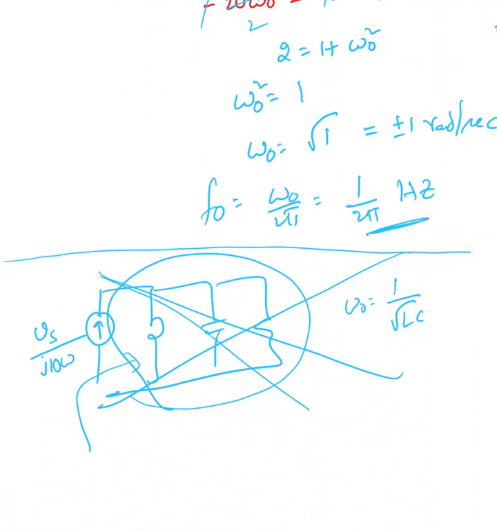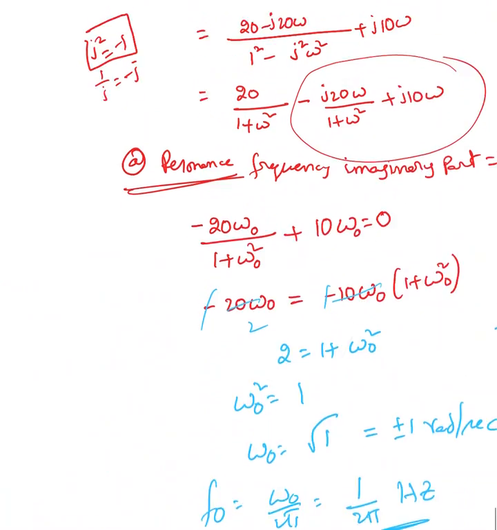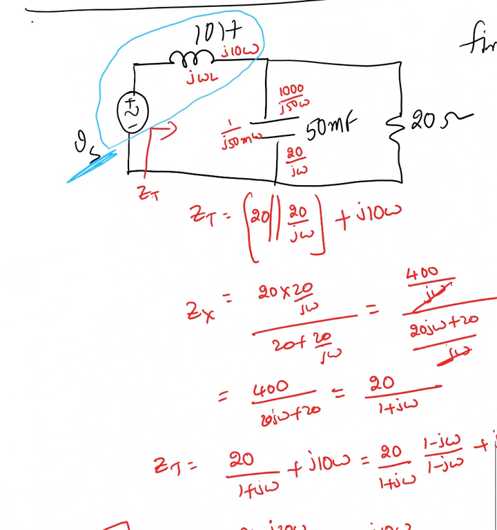So don't do this. All you need to do is find the total impedance by looking at the circuit from the source point of view, and then find the imaginary part and make it equal to 0 to find the resonant frequency. So never ever transform the circuit by using the source transformation theorem to simplify the circuit to find the resonant frequency. Never ever do that. Thank you.